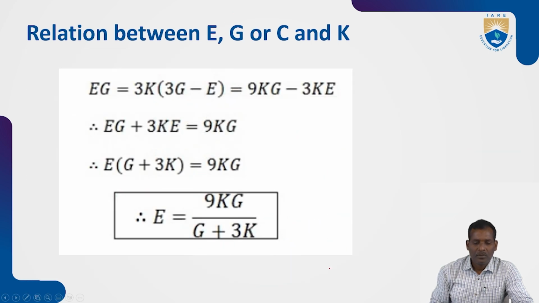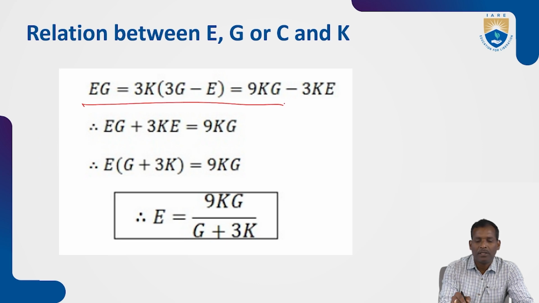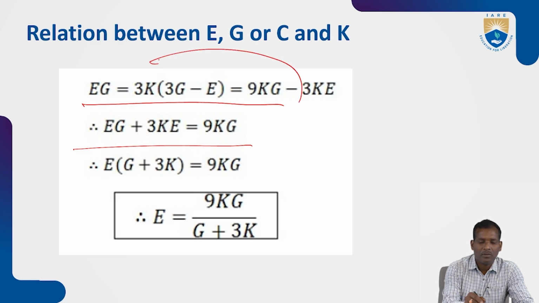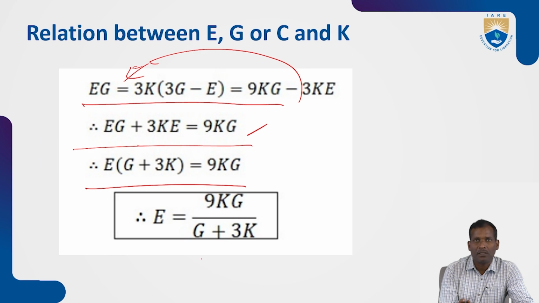3K into 3G minus E by G. Clear? So now after simplification, E is equal to 3K into 3G minus E, or 9KG minus 3KE. Take this side, this one, and EG plus 3KE, now 9KG. Now you can write this equation like this. Now finally we will get the relation between E, K and G.